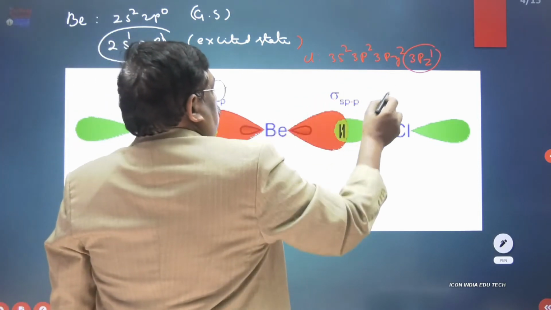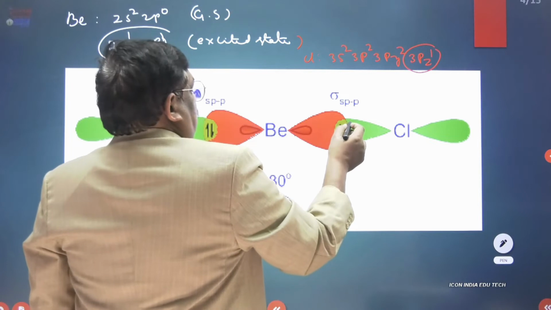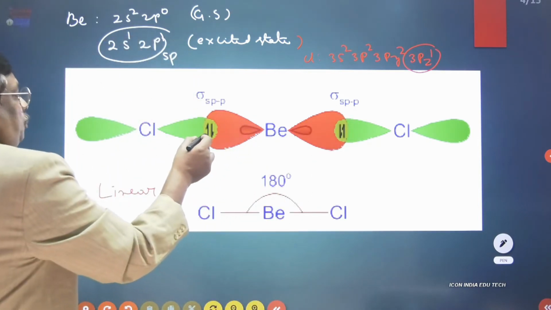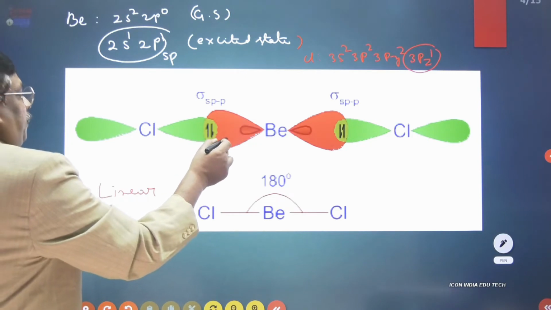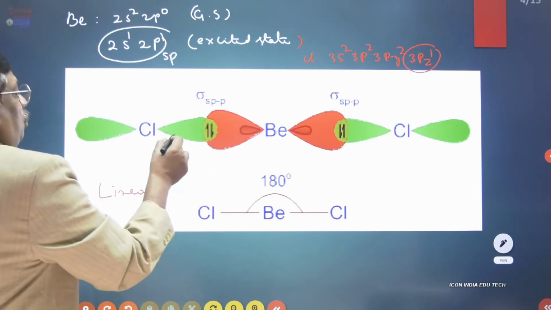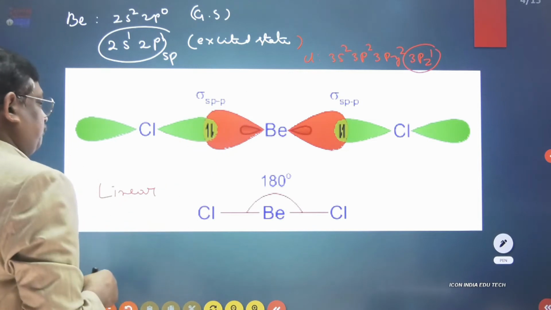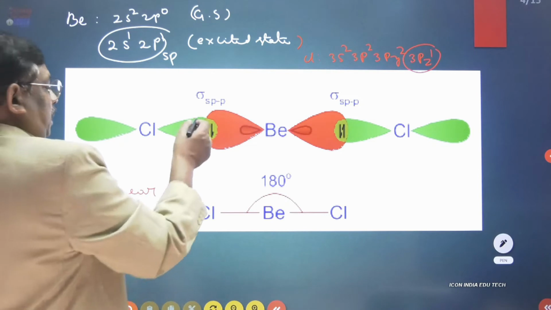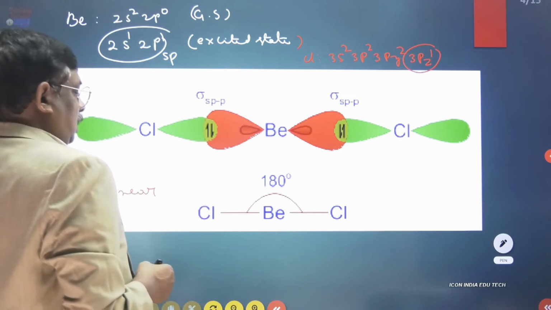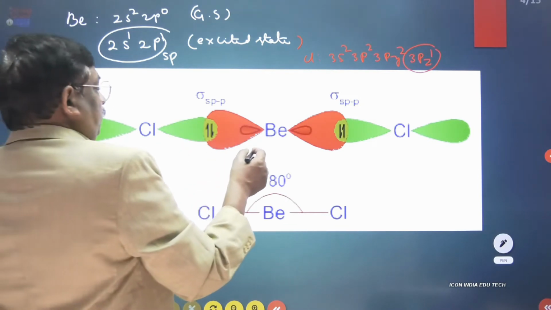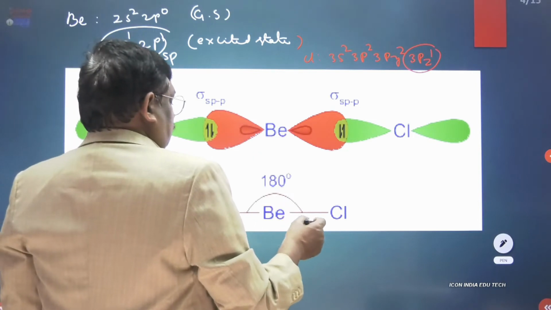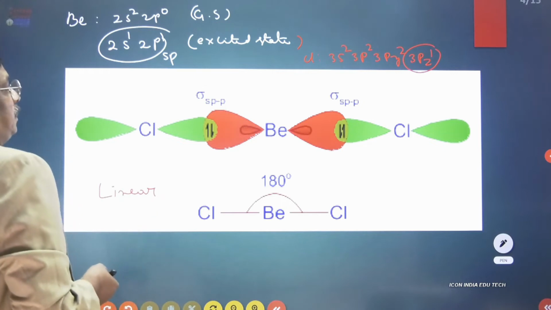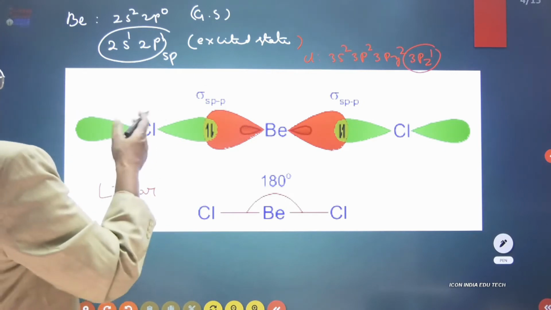The half-filled p orbital of chlorine overlaps here, forming an sp-p sigma bond. On this side also, beryllium's half-filled sp hybrid orbital overlaps with the half-filled p orbital of chlorine, forming an sp-p sigma bond. Now beryllium gains 4 electrons in its outer shell and chlorine gains 8 electrons in its outer shell. Beryllium is below octet, and the shape is linear in the excited state.